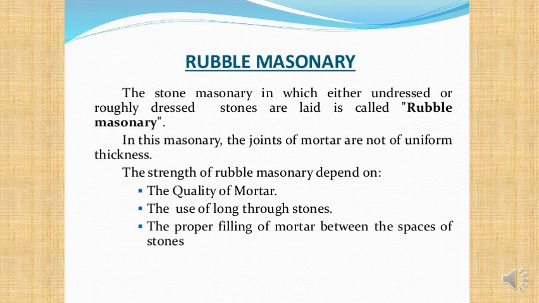Now, one thing you do need to remember with rubble masonry is because all of the shapes of the stones are different, you're basically going to have bigger gaps between the blocks. This means you're going to have to use more mortar.